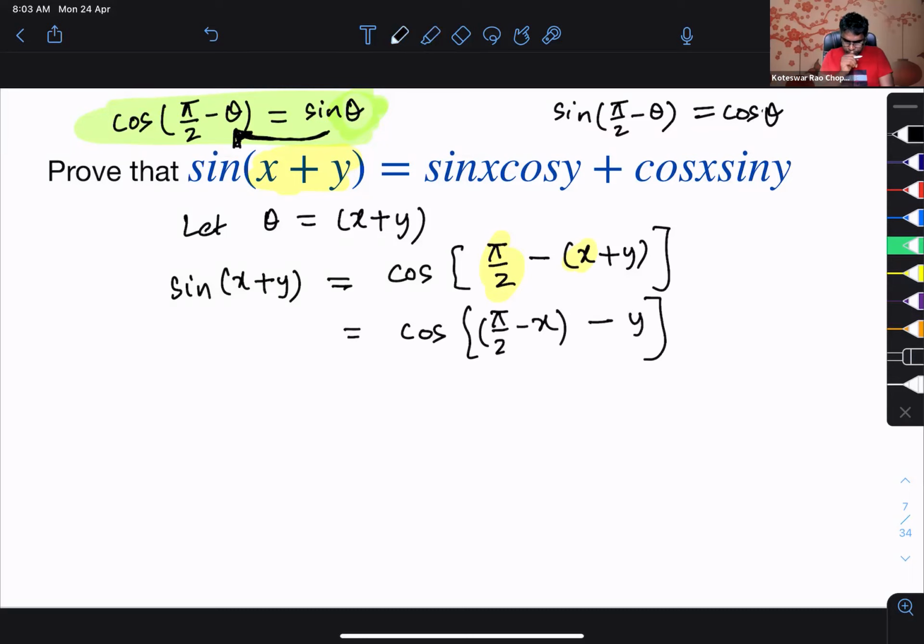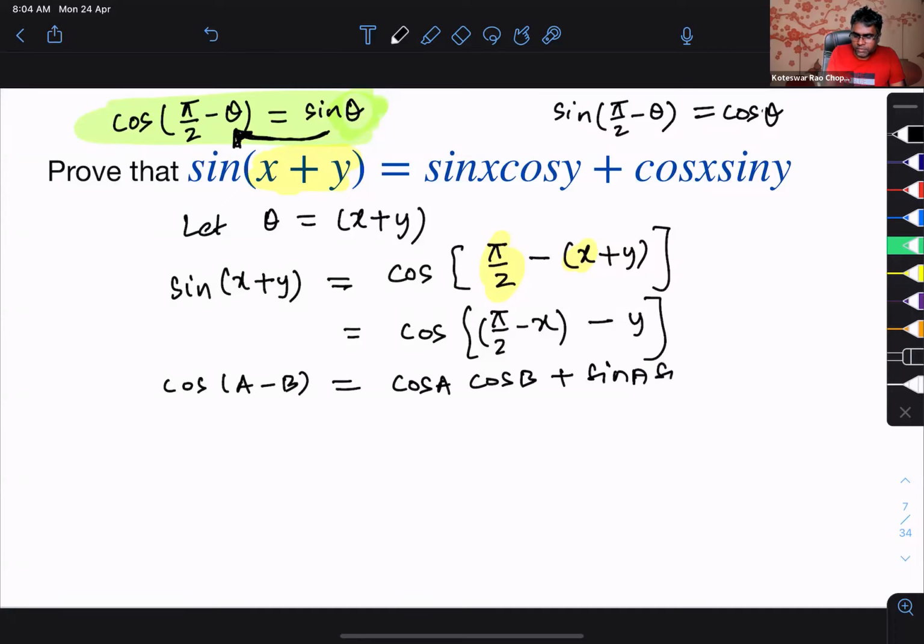Now look at this. What result can we use here? We can use cos of a minus b. What is cos of a minus b? It is cos a cos b plus sine a sine b. But what is my a and b? My a will be pi by 2 minus x. My b will be y. Okay, are you able to follow this? So this pi by 2 minus x will become a and y is b.